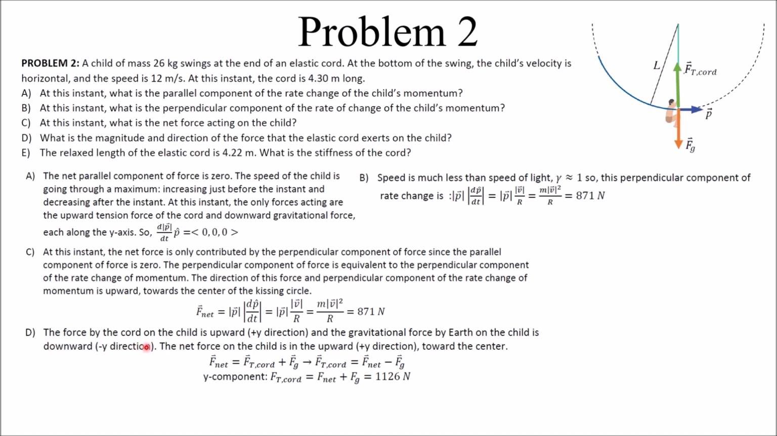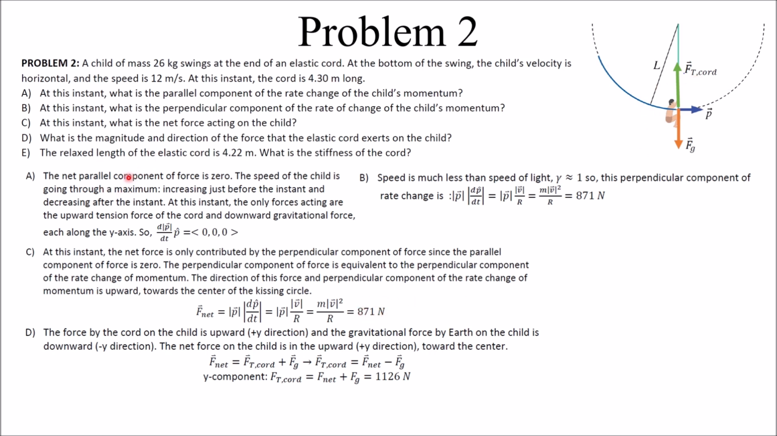For part D, we know that the tension's in the upward direction, and the gravity's in the downward direction. We're adding those two together, and when we take into account the direction, we're going to have this 871 newtons, which we need, but we know we're being resisted by gravity, so we have to add on an additional amount for that tension. And so we got 1,126 newtons for our tension, in order to supply that force that's needed for circular motion.